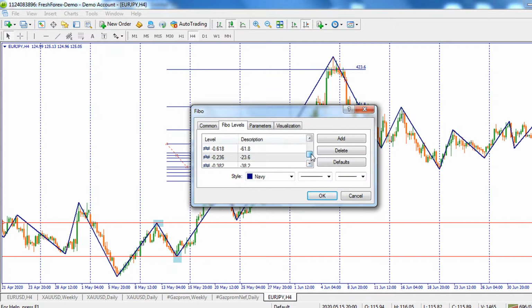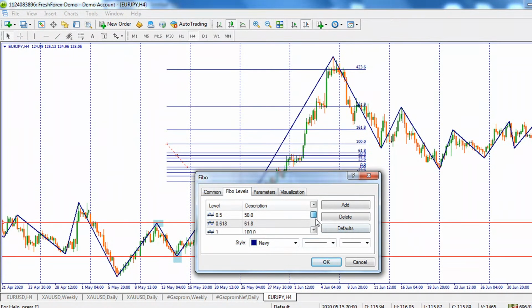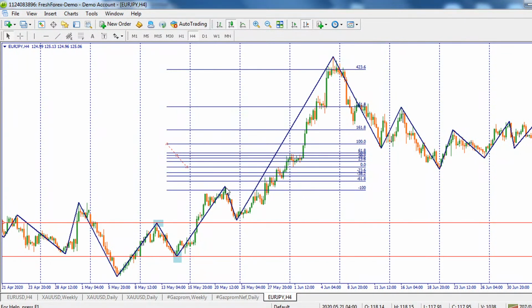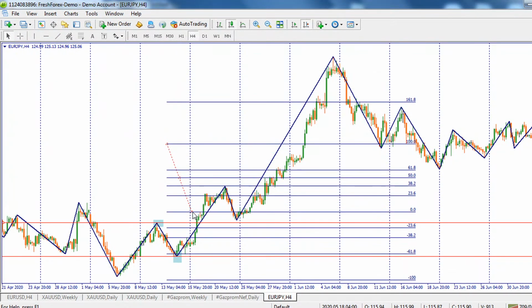Okay. Just a second, let me confirm this. There should be 1. Correct. Now we have all of them added. So that's basically how you add levels to this indicator, to the fib levels.